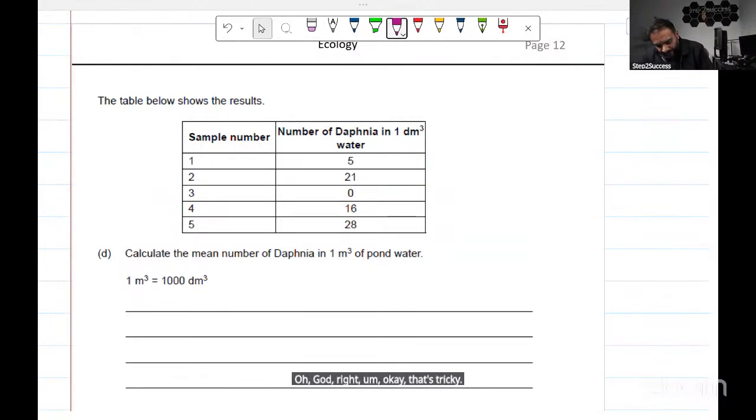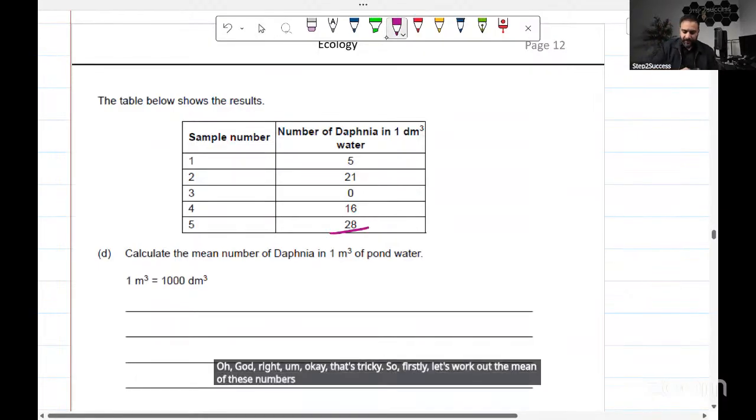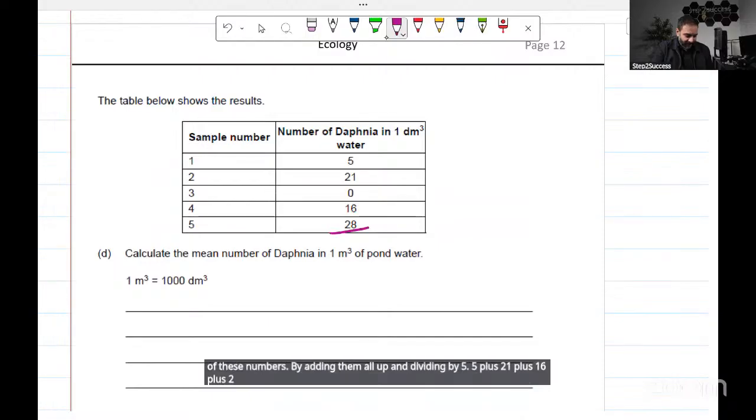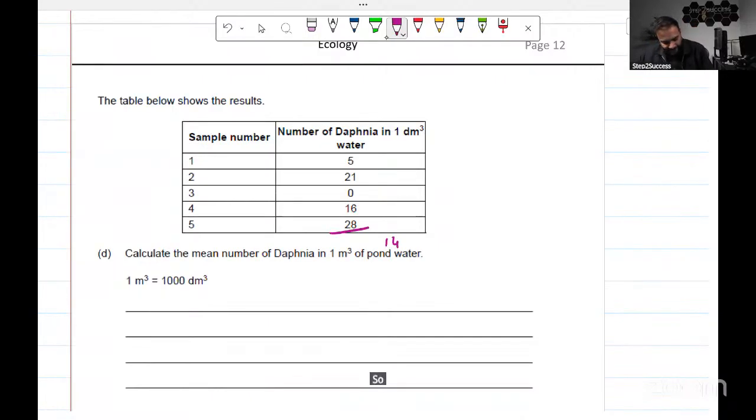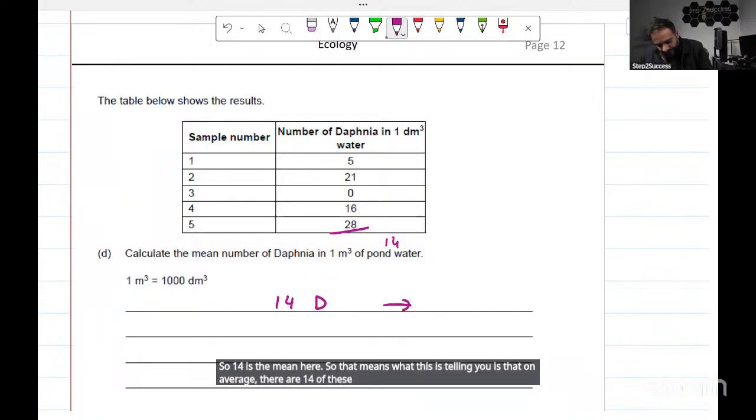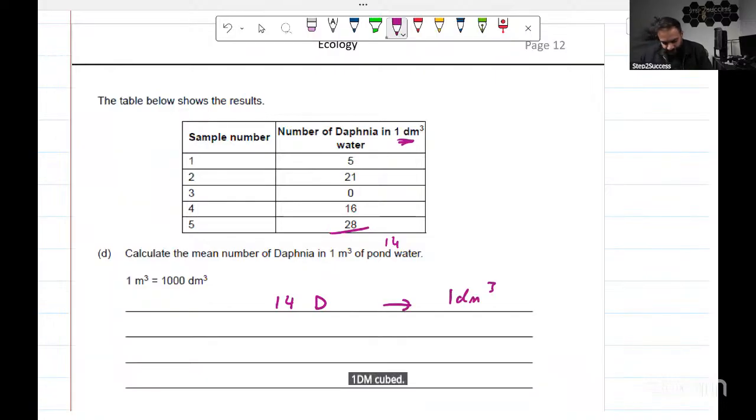So firstly, let's work out the mean of these numbers by adding them all up and dividing by 5. 5 plus 21 plus 16 plus 28 is 70, divided by 5 is 14. So 14 is the mean here. So what this is telling you is that on average, there are 14 of these Daphnia in 1 dm cubed.